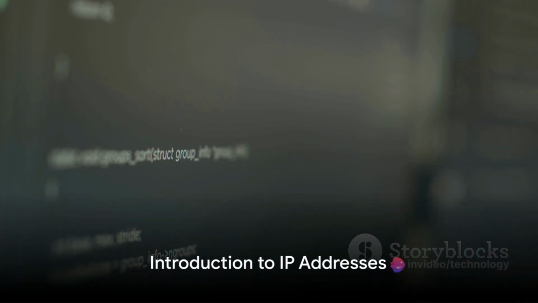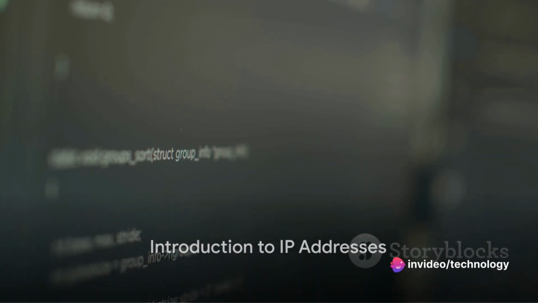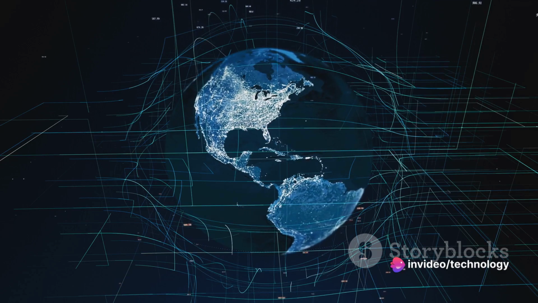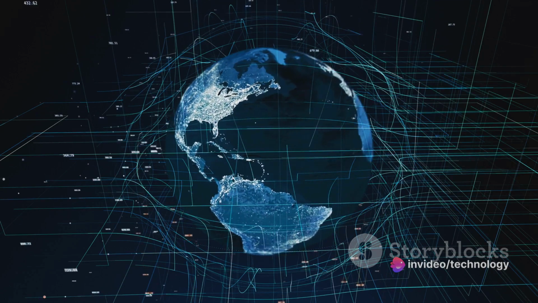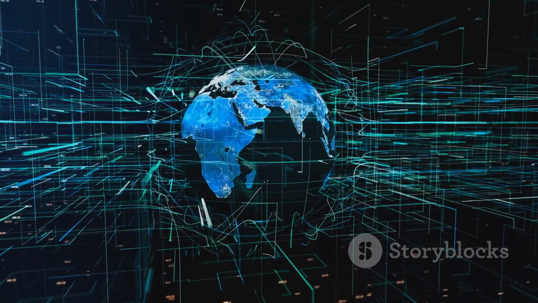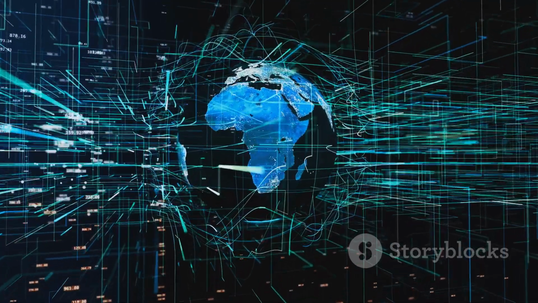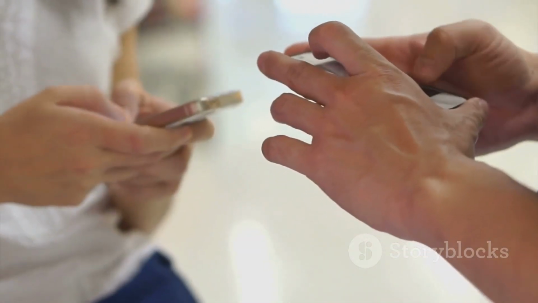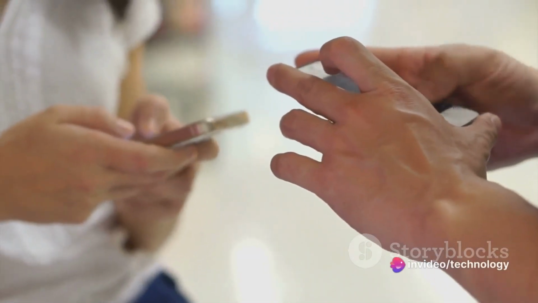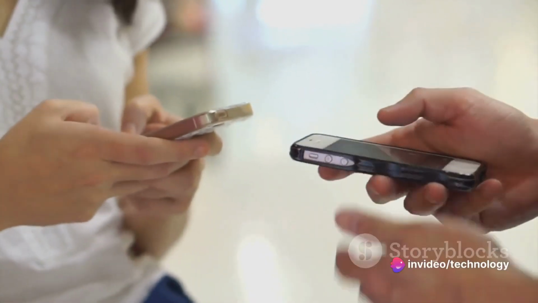Have you ever wondered what the difference between IPv4 and IPv6 is? Well, to understand that, first we must grasp what an IP address is. Picture it as the street address for your device on the vast landscape of the internet. It's a unique string of numbers and letters that allows your device to communicate with others, sending and receiving information.